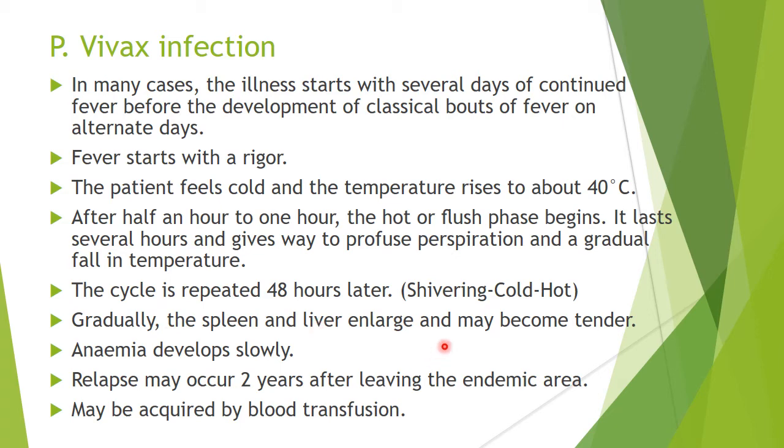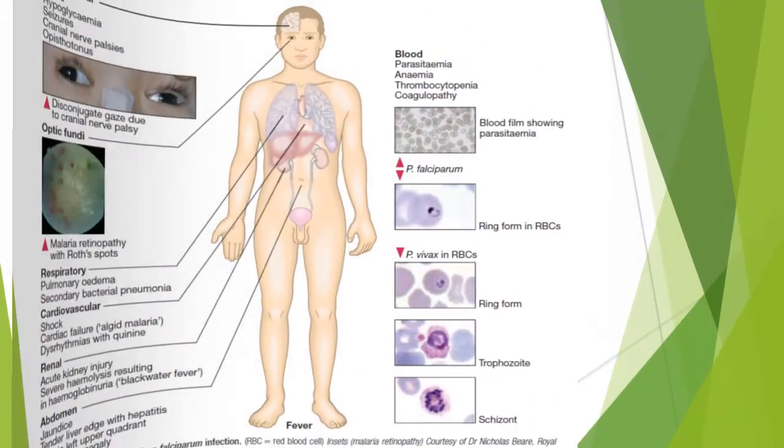Gradually, the spleen and liver enlarge and may become tender. Anemia will develop slowly. Relapse may occur 2 years after leaving the endemic area. And this Plasmodium vivax infection may be acquired by blood transfusion.